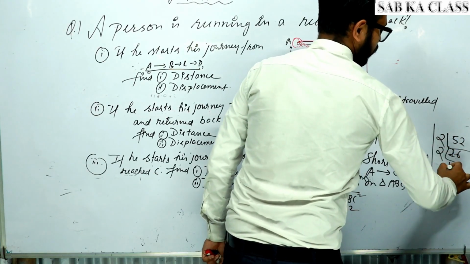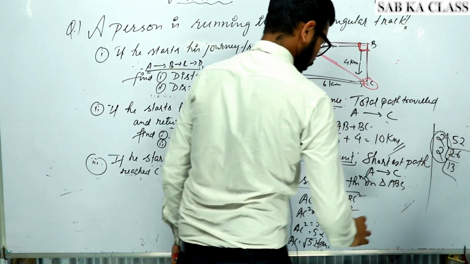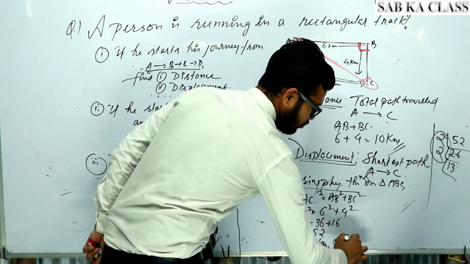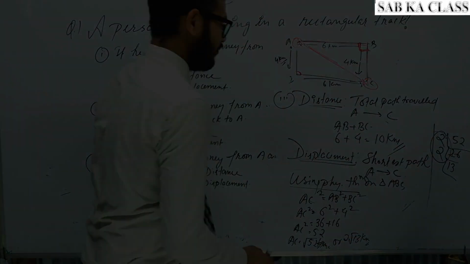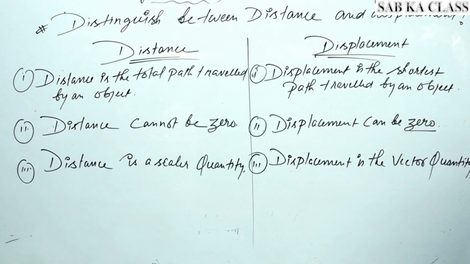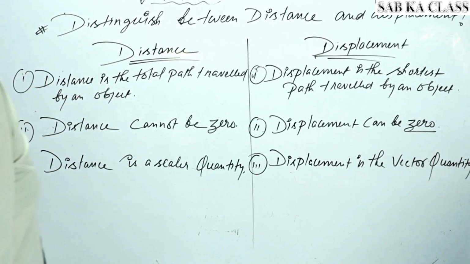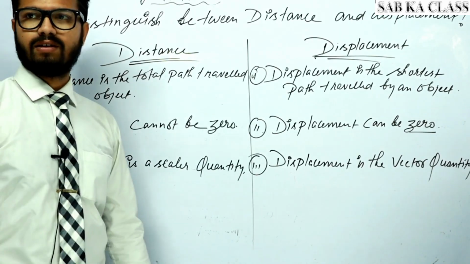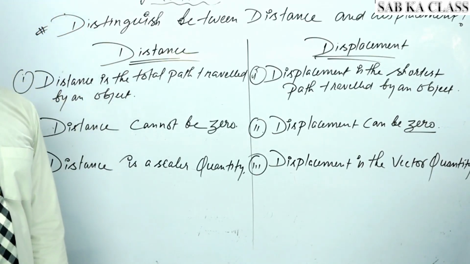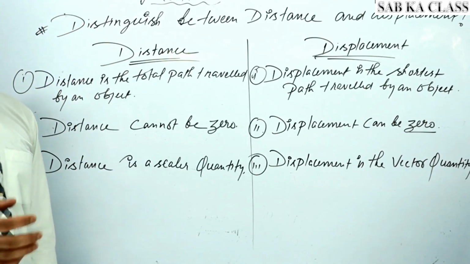6 root 213 means 2 root 13, or you can also write 2 root 13 kilometer. I hope it is clear. Very interesting, very easy question. So now we are here to learn about the difference between distance and displacement. What are the major differences between them?